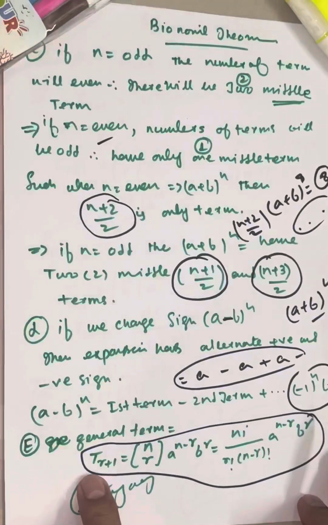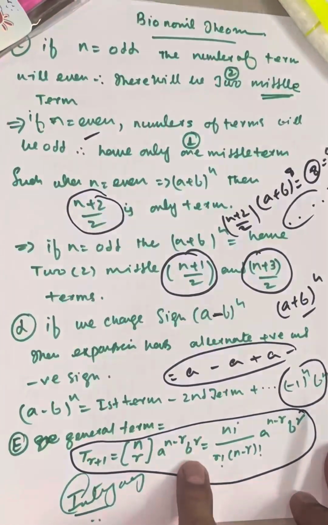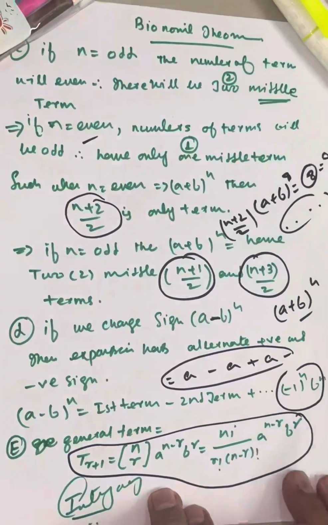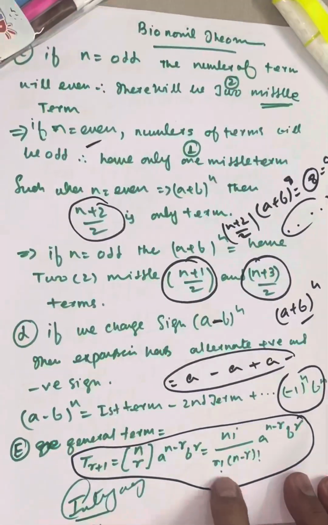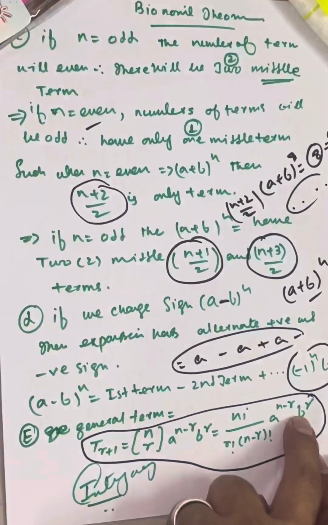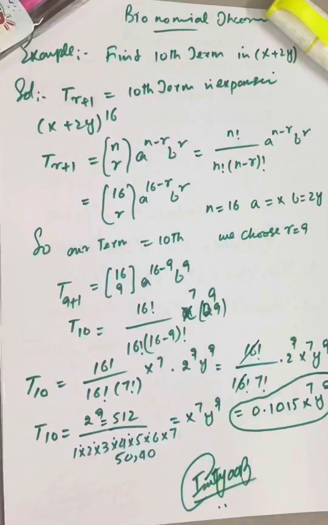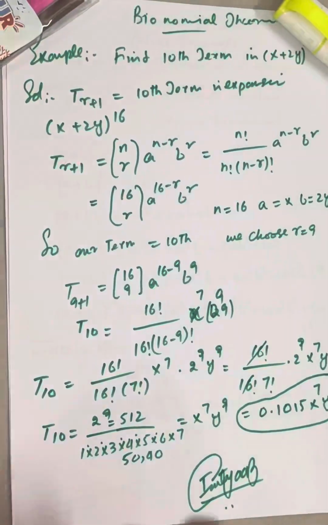So this is the equation: T r plus 1 equals n choose r, which is n factorial over r factorial times n minus r factorial, times a to the n minus r, times b to the r. So this is the general term in the binomial series. So here is an example.